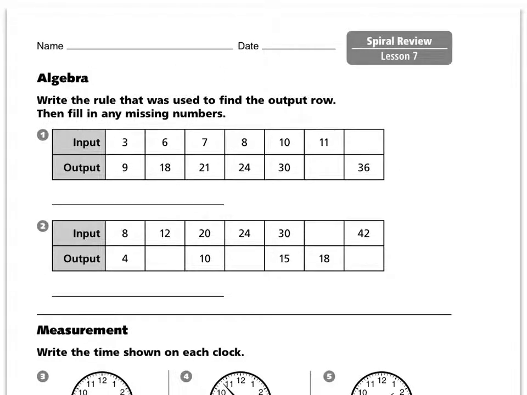Let's look at Chapter 5, Lesson 7 review. We need to find the rule that was used to find the output row. Then I'm going to fill in any missing numbers. I'm first going to examine the table.